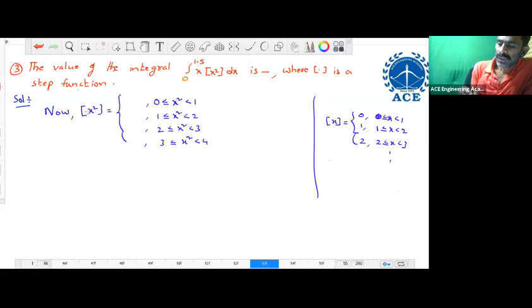Now we write the function, just like step x only. Step of x square equal to 0 when x square belongs to 0 to 1. Step of x square equal to 1 when x square belongs to 1 to 2 only. For the 2 to 3 interval, step of x square is 2. For the 3 to 4 interval, step of x square equal to 3, and so on like this.